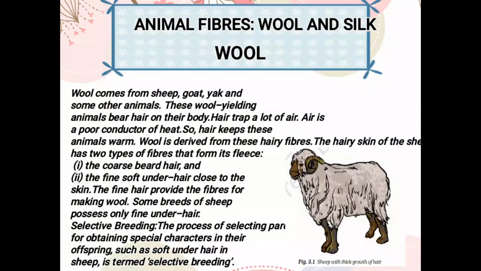So let's start. Now here we have to read the very first thing about the animal fibers. The two animal fibers we have to read are wool and silk fiber. But the very first thing that we have to study is wool.